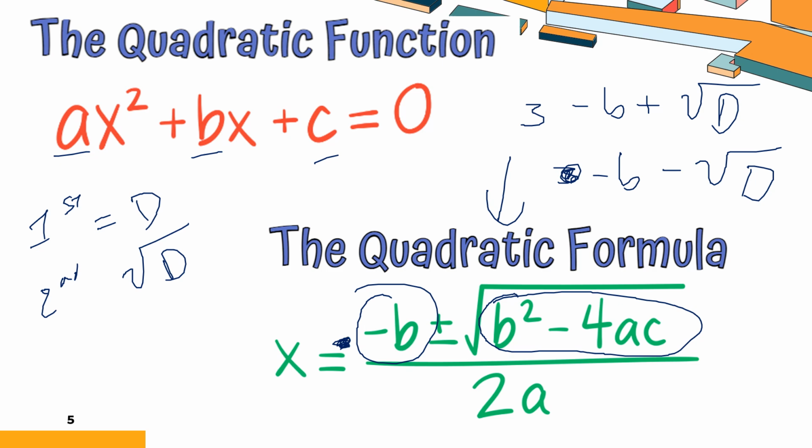Our first step, once again, is to figure out what the discriminant is. We're going to take the square root of that if we can. If it's negative, there's no solution. Then once we take the square root of the discriminant, we're going to add it to negative b, then divide that answer by 2a. Then we're going to take negative b, subtract the square root of the discriminant, divide that by 2a, and those will be our solutions.